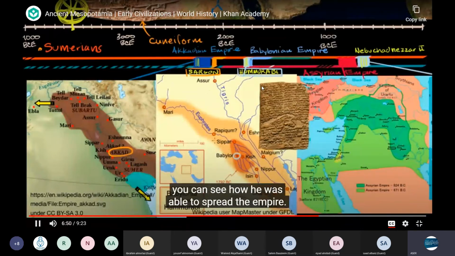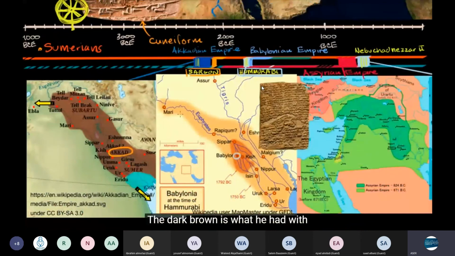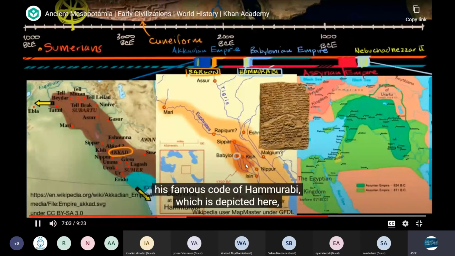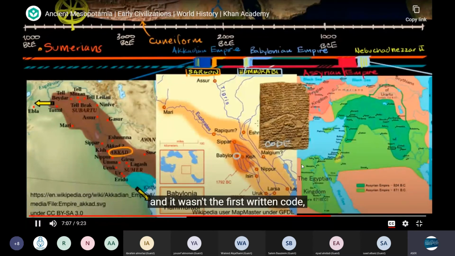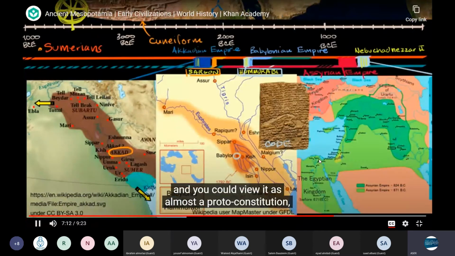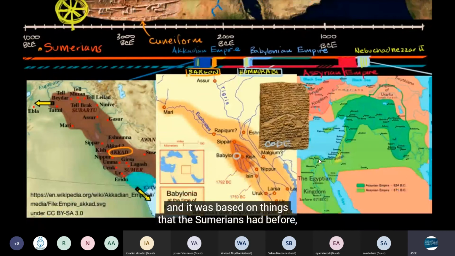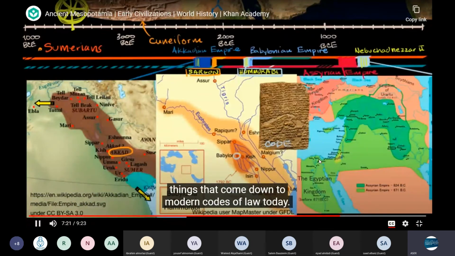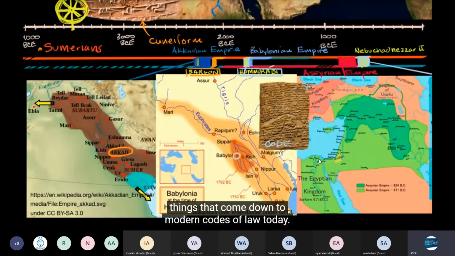And Hammurabi is perhaps most known. You can see how he was able to spread the empire. The dark brown is what he had with his empire when he took rule, and the light brown is what he was able to spread it to. So once again, both north and south. And he's perhaps most famous for his famous Code of Hammurabi, which is depicted here. And it wasn't the first written code, but it was one of the earliest, and you could view it as almost like a proto-constitution. And it was based on things that the Sumerians had before, but it has even influenced things like biblical laws, things that come down to modern codes of law today.